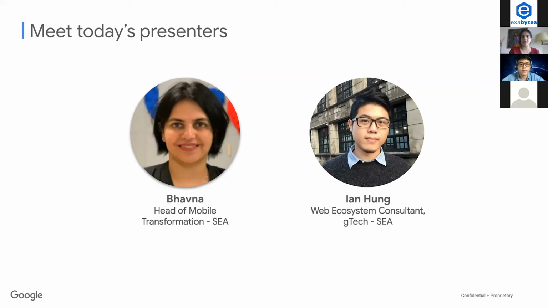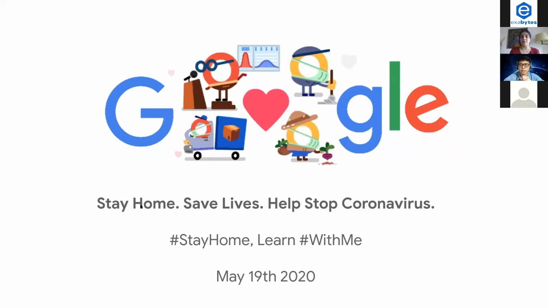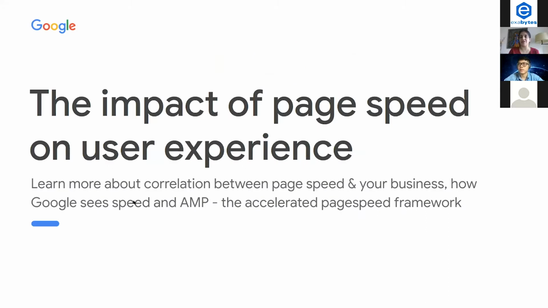So in our session today, I'll be covering a little bit of the business aspect of things, and then Ian will cover technology. So with that, let's move to the next slide. First of all, I hope you all are staying safe and staying well. Page speed is one of the critical puzzles of overall user experience. And in this session, we will talk to you about the correlation between speed and your business and how you can optimize speed for a better user experience. So that's going to be our topic for today.